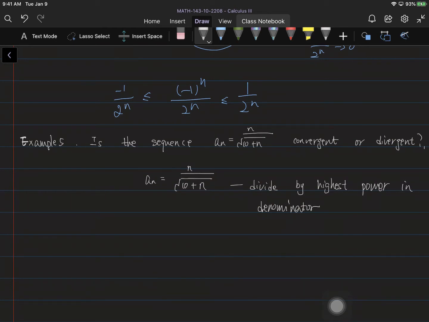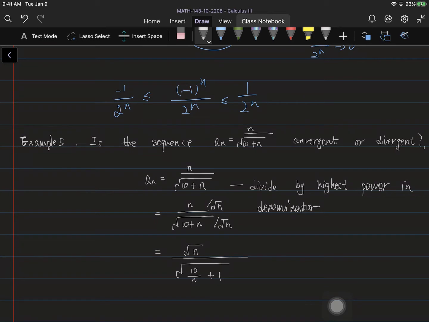So the highest power in the denominator, for this case, we divide both by square root n. Okay, let's simplify this case. So we get numerator n over square root n, we get square root n, right? And in the denominator we put the two square roots into the same square root. So it's going to be 10 over n plus 1 after we simplify.